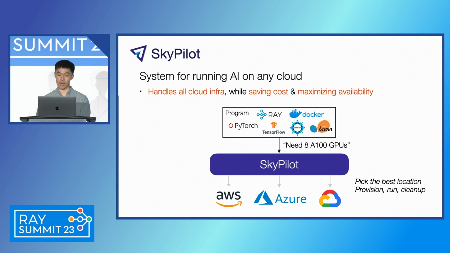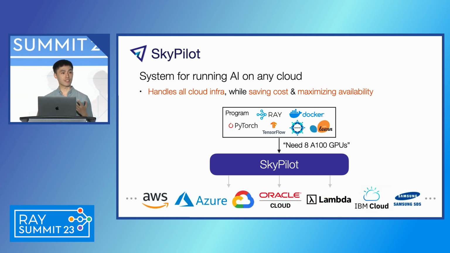So we are happy to say that when we released the system last year, we only supported these 3 hyperscalers, AWS, Azure, and Google. In the past couple of months, we've seen significant interest from the cloud providers. In fact, we are now supporting 7 and a growing number of clouds. In particular, we support Oracle OCI and Lambda, which are 2 very popular clouds within the AI community. We also support IBM and Samsung, which are 2 hyperscaler clouds.